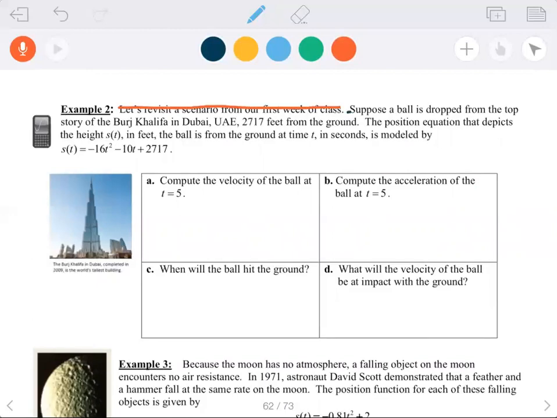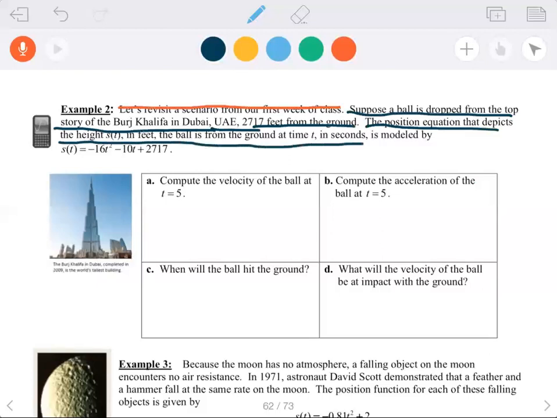So it says, suppose a ball is dropped from the top story of the Burj Khalifa in Dubai, 2,717 feet above the ground. We're dropping that sucker. The position equation that depicts the height in feet the ball is thrown from the ground at time t in seconds is modeled by, and it's right here. Now this is calculator active, so you can go ahead and use your calculator on it. So what I'd like you to do is go hop on your calculator. I'm going to just hop on my key here, if you don't mind.